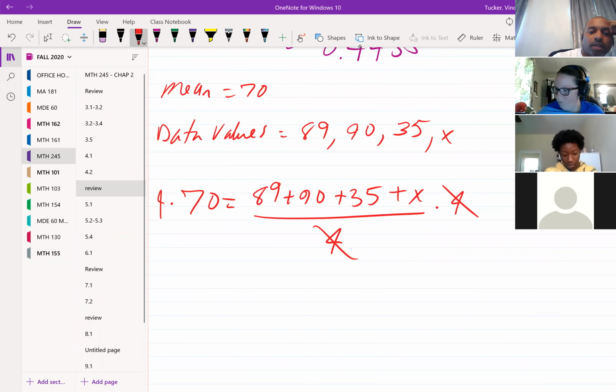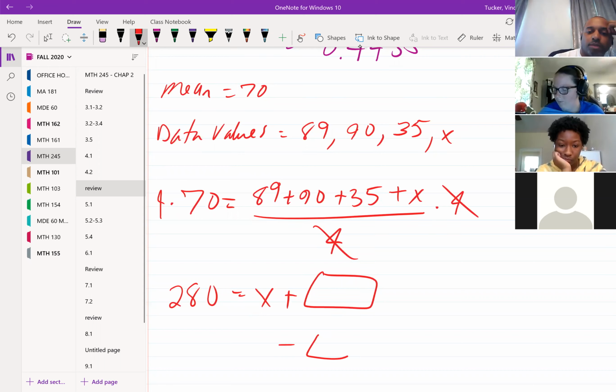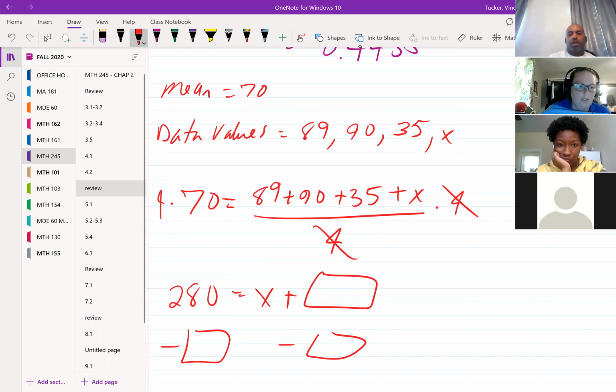And what would it be? 280 equals x plus whatever that number is. Then subtract that number from this number, and that'll be your answer. Thank you. Yep, not a problem.